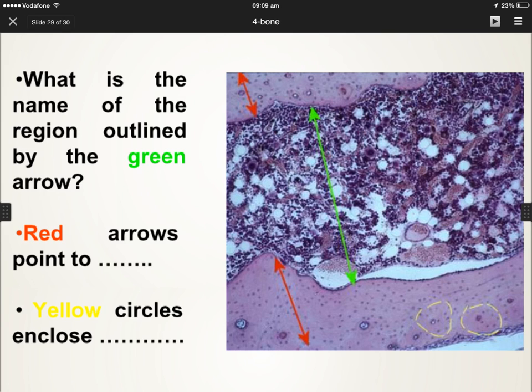And the yellow circles enclose the Haversian system. If you are asked about the type of the bone marrow, as this bone marrow is present inside the compact bone, you can say that it is a yellow bone marrow as it is present in the cavity of a compact bone.